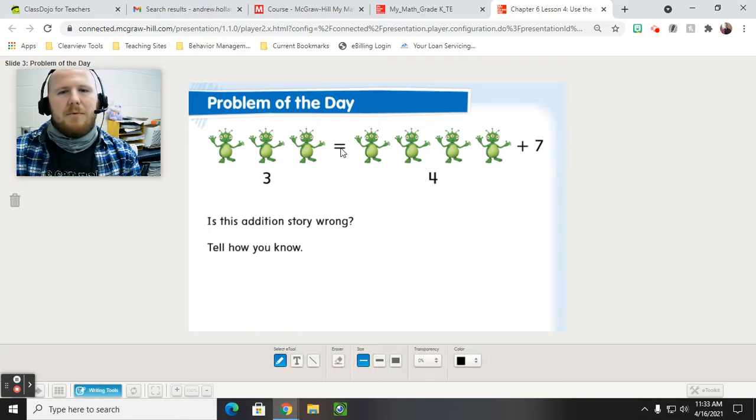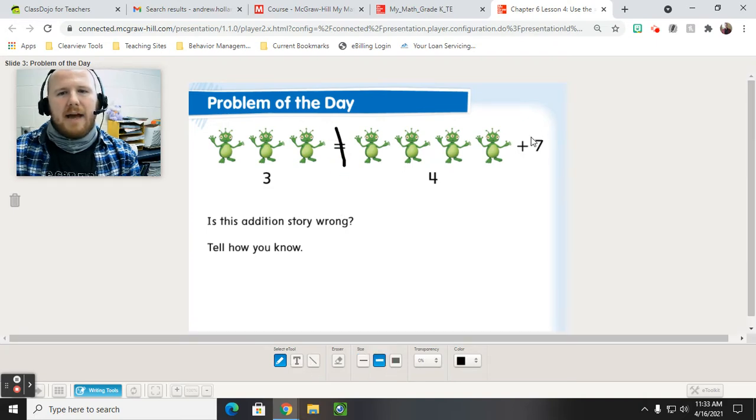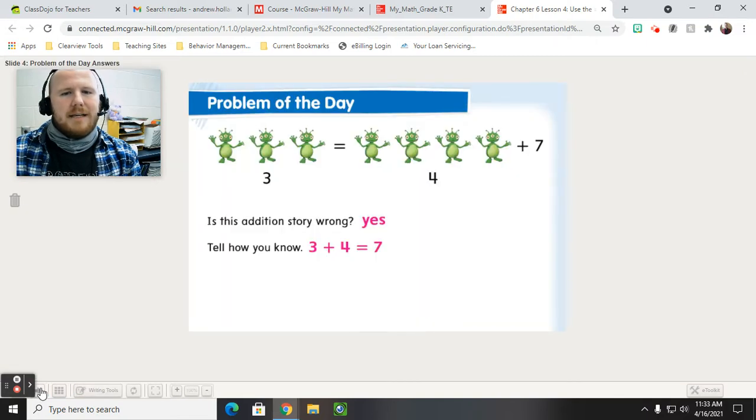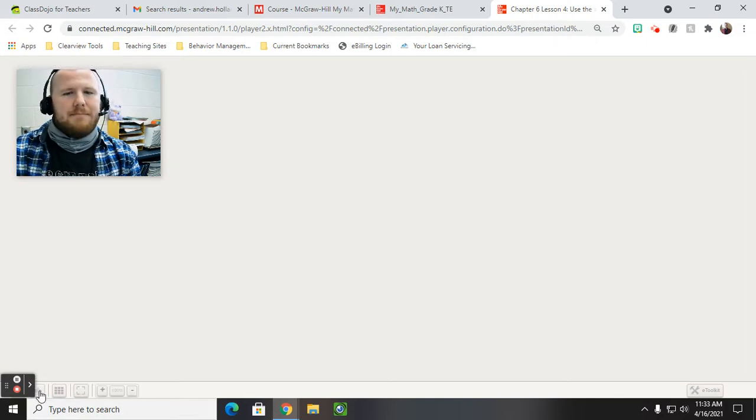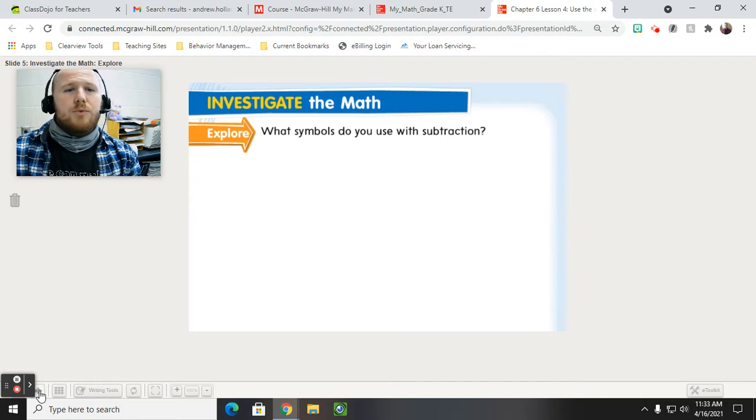So I'm going to actually cross off that, and I'm going to switch it. So 3 aliens plus 4 aliens equals 7. Let me double check. 1, 2, 3, 4, 5, 6, 7. That makes sense. 3 aliens plus 4 more aliens equals 7 aliens altogether. Okay, good. I was right. Look at that.